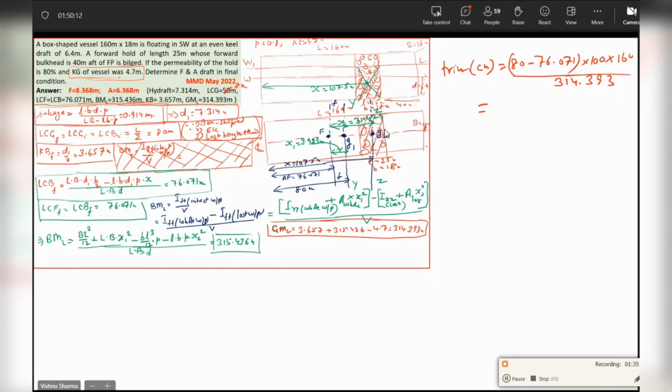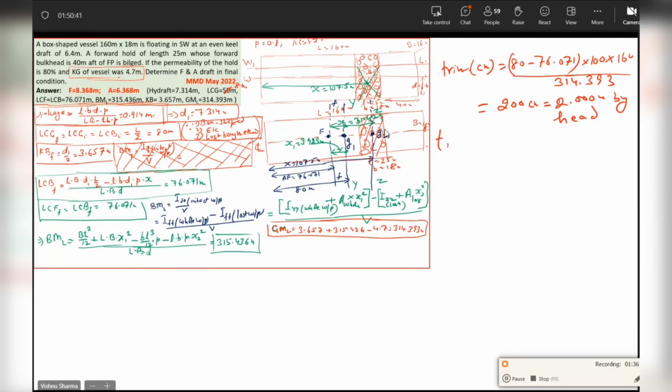This comes to the final trim. You can see 200 centimeters, that is 2 meters. Does it cause a change in trim by 2 meters? So it seems to be 200 centimeters, that is 2 meters by head. Am I right, guys? Just check. Yes, sir, it is 2 meters. I picked it up from the answer in the draft here.